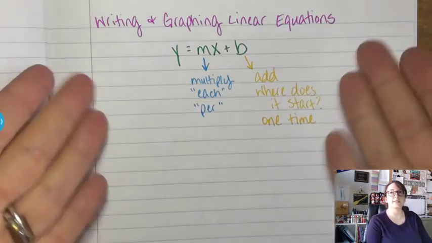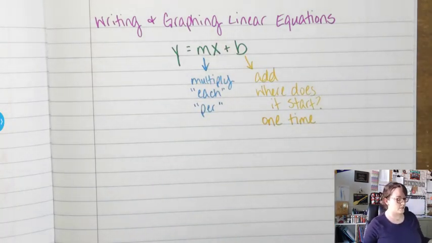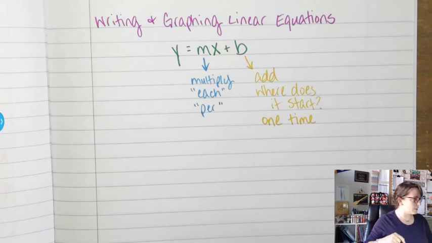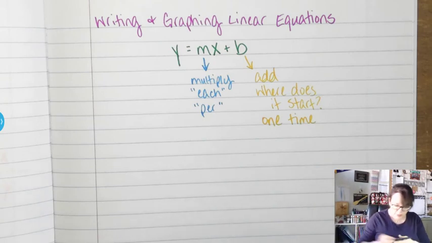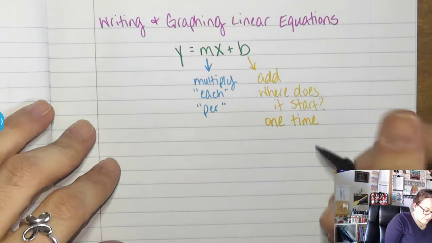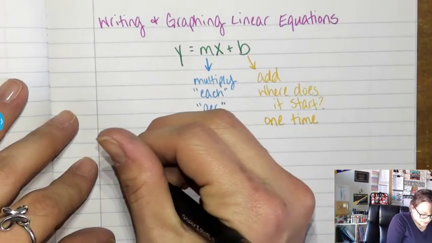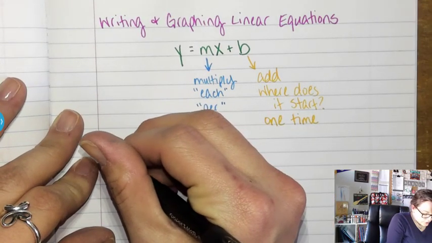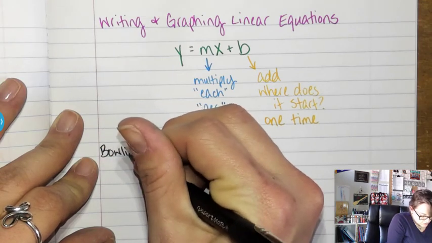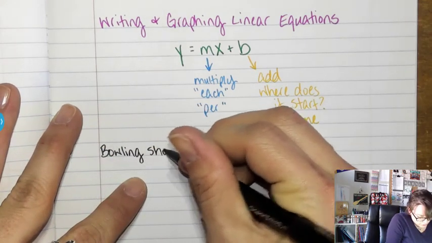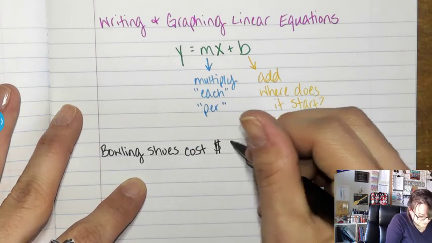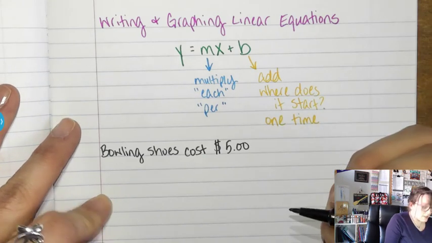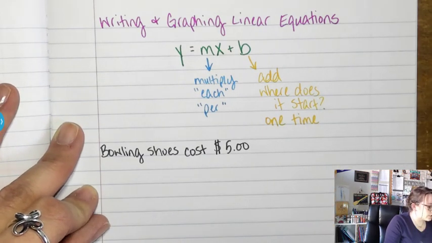Now, our lesson today is writing an equation and then graphing that equation. So there's two parts. The situation I want to look at, because it's short and sweet, is if I'm going bowling. Bowling shoes cost $5. Each game costs $4.